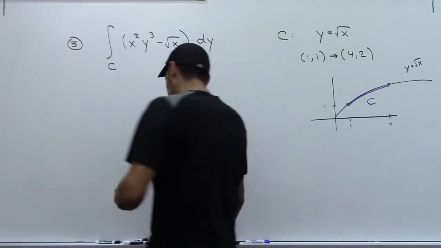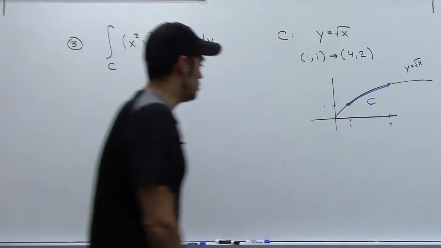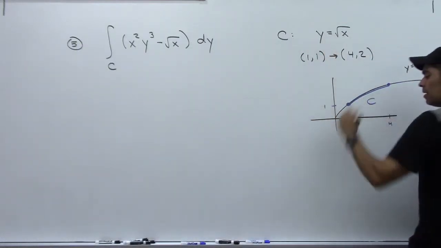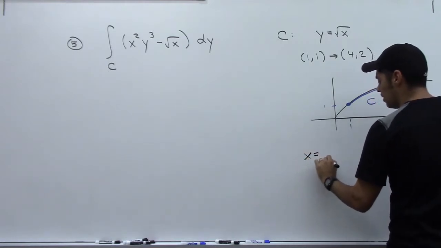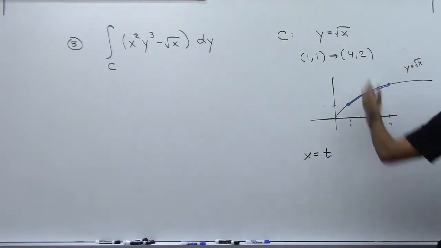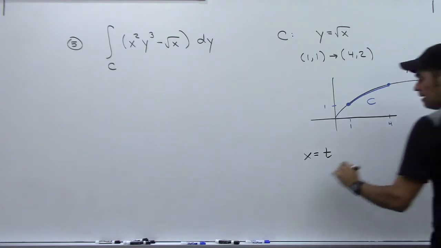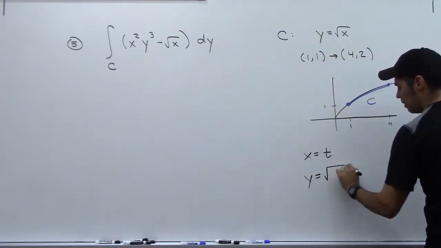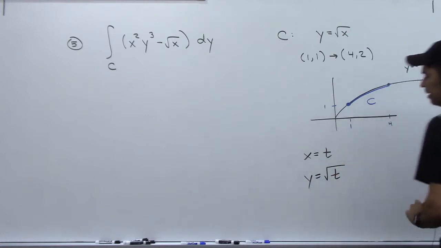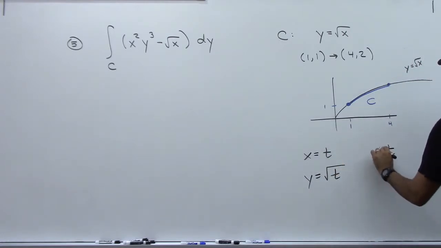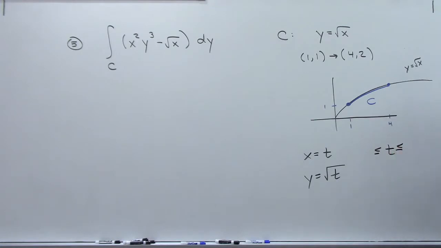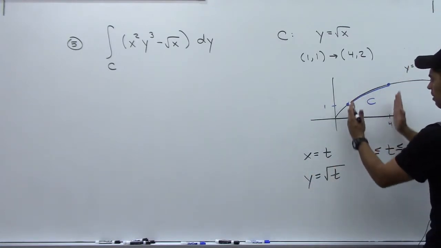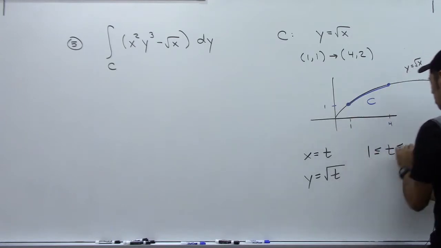So to do this, we need to find parametric equations for this. Because y is a function of x, what we always do whenever y is a function of x, we just let x be t. So the independent variable becomes t, and then y will just be the function square root of x, but remember x is t, so it's just root t. And now t is going to be constrained here. Well, t is our x value, so our x values are stuck between 1 and 4, so t goes from 1 to 4.